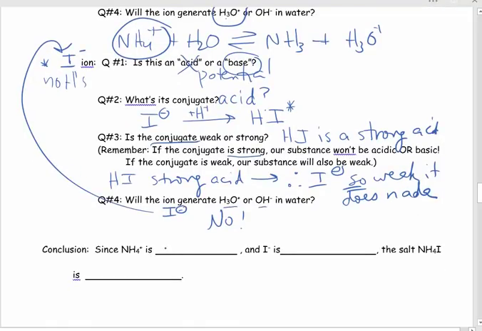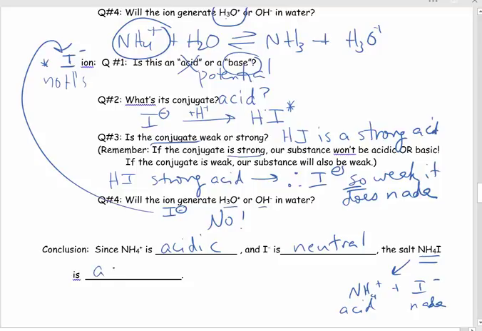So since NH4 plus is acidic, according to our analysis above, I minus is neutral, it does nothing. You put them both in solution together, okay, this breaks apart, makes NH4 plus and I minus. This one acts as an acid. This one is a spectator ion, does nothing. So overall, the salt is acidic. Okay, so you break apart salts, you look at both of the ions, and decide from there what they do.